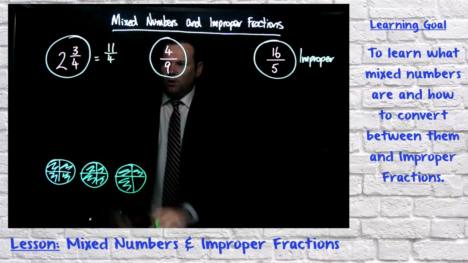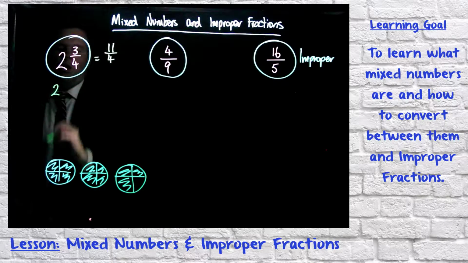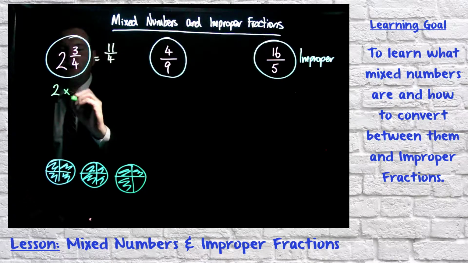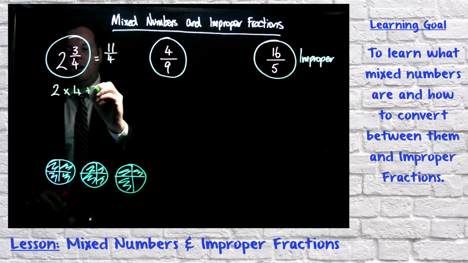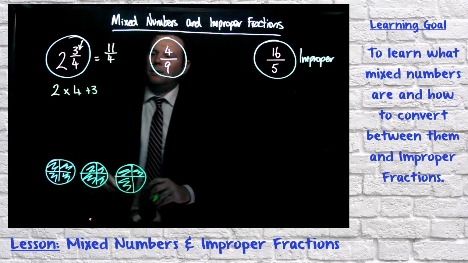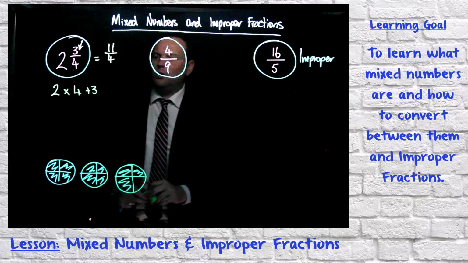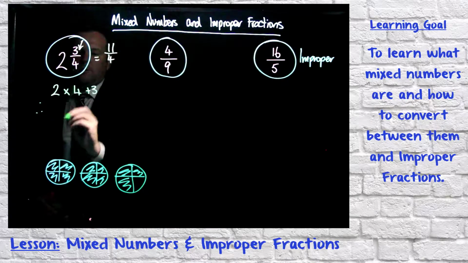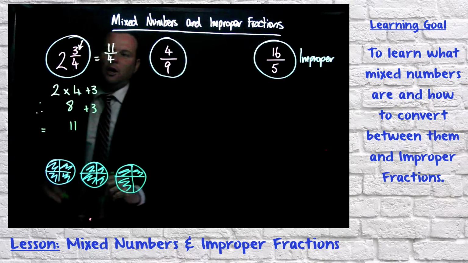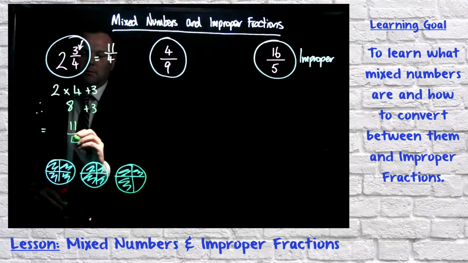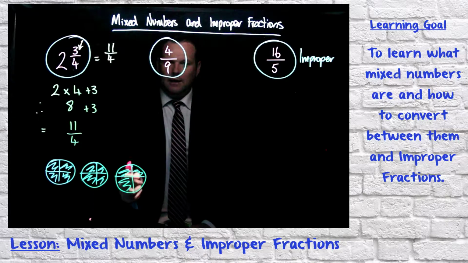Now, there's an easier way to work this out rather than drawing pictures every time, and it's pretty simple. We take our whole number, which is 2, and we times it by the denominator, which is 4. And then we add on the numerator, which is 3. So we multiply the denominator by the whole number, and then we add the numerator. So 2 times 4 gives me 8, plus 3 equals 11. Now it's important to note that your denominator remains the same. So we get 11/4, which is what we got up the top by counting it out.